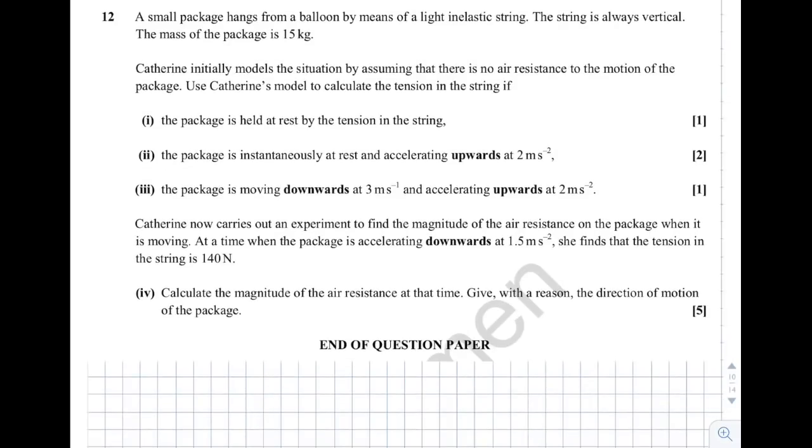Okay, question 12, last question. A small package hangs from a balloon by means of a light inelastic string. The string is always vertical. The mass of the package is 15 kilograms. Catherine initially models the situation by assuming there is no air resistance to the motion of the package. Use Catherine's model to calculate the tension in the string if.